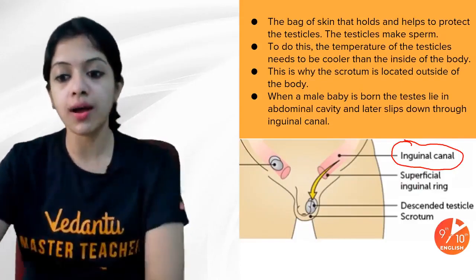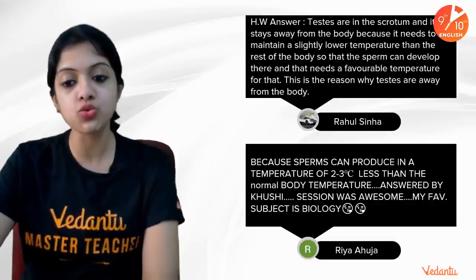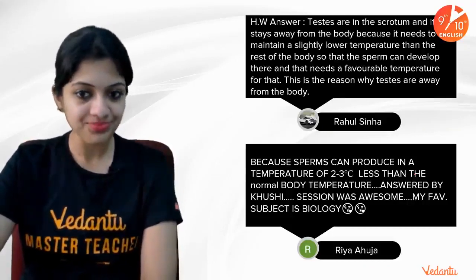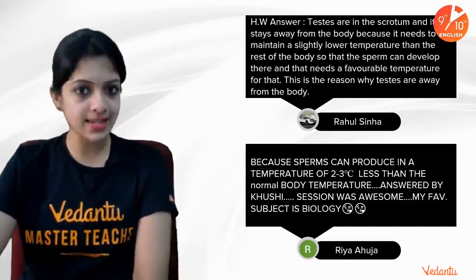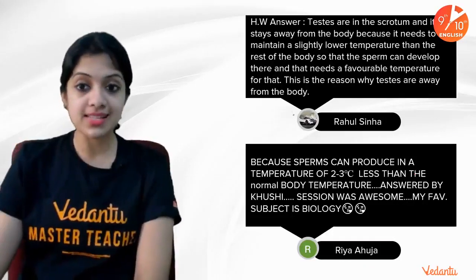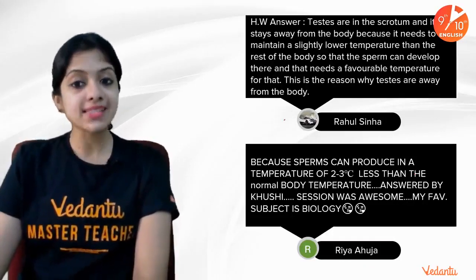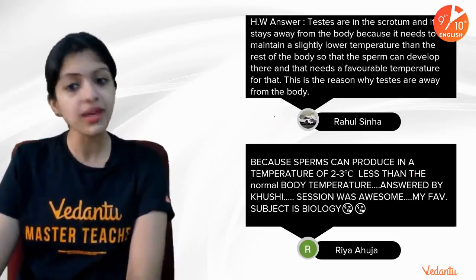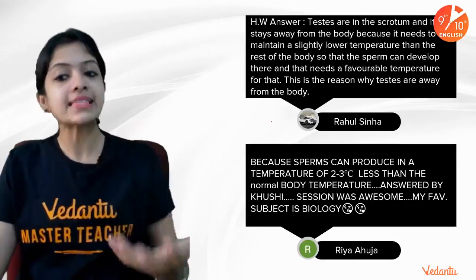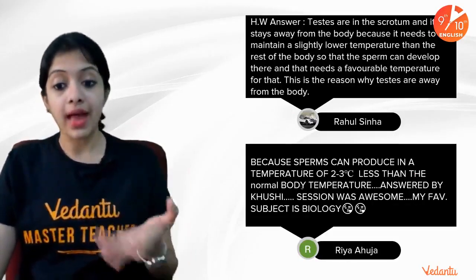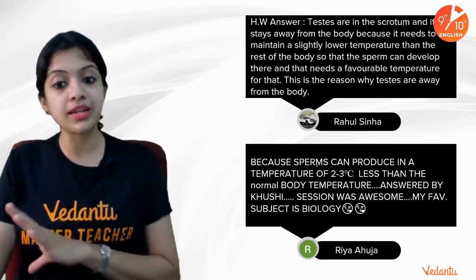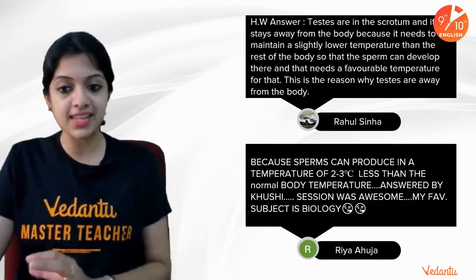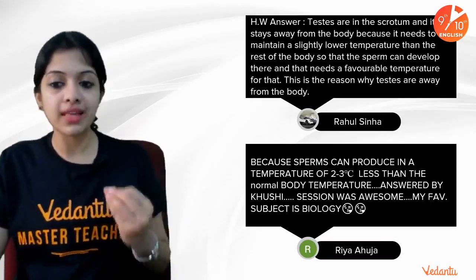Let's move on and look at who has given me the answers first. Rahul and Ria have given me the answers first and correctly, too. Rahul says testes are in the scrotum and stay away from the body because they need to maintain a slightly lower temperature than the rest of the body, so sperm can develop there. It needs a favorable temperature for that. And Ria says sperms can be produced at a temperature 2 to 3 degrees Celsius less than normal body temperature.